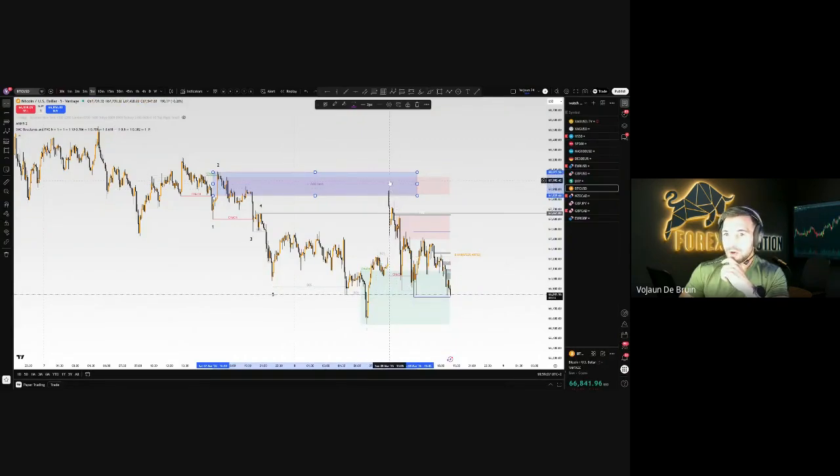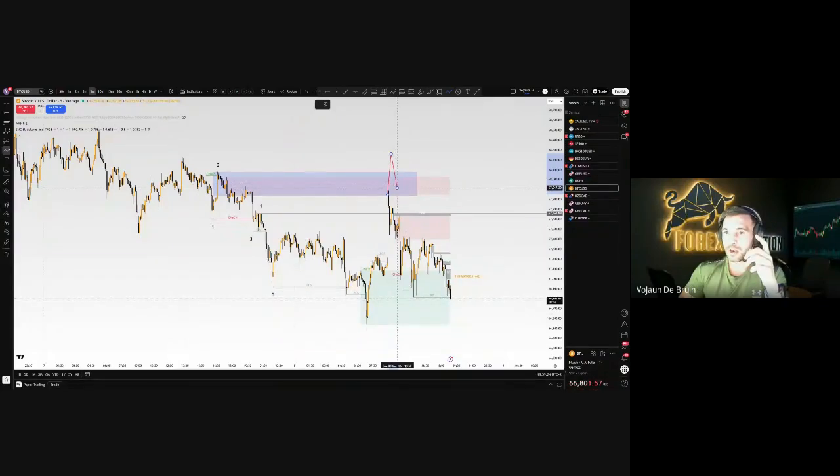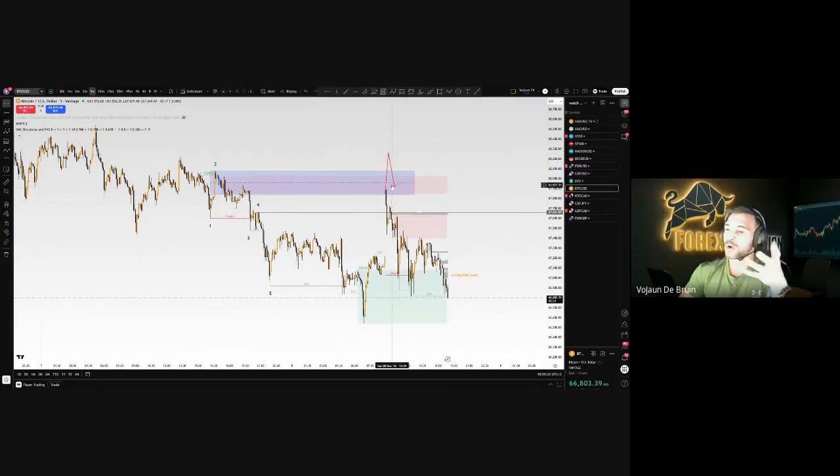If price closes above this 50%, I know the potential that it will sweep the high, and I will only be interested in a trade once it closes below this 50% again. So if we get something like this, I will only be interested when it closes below that 50 again. Now we'll start watching to see what it does.